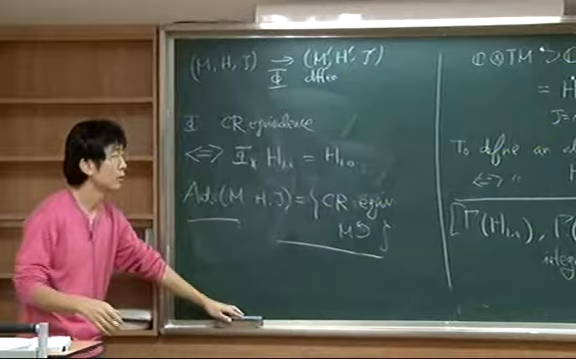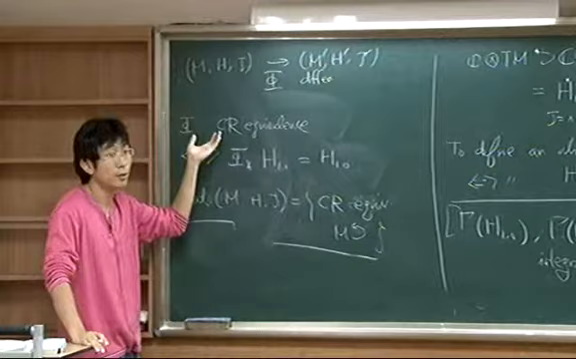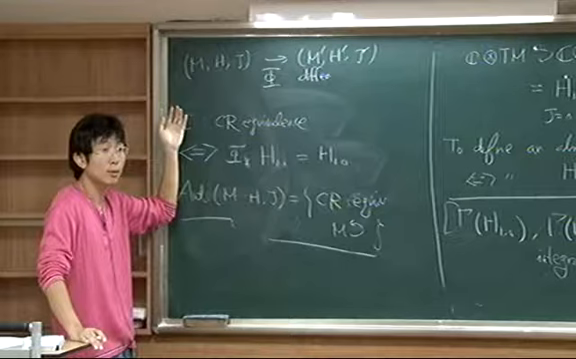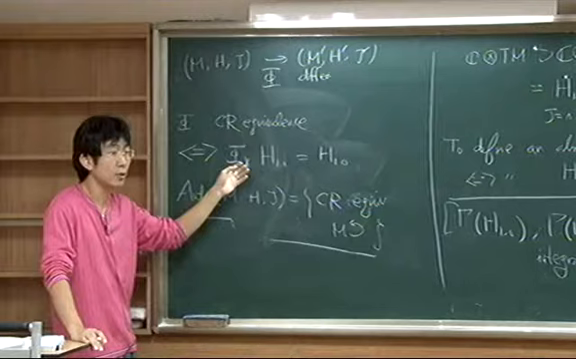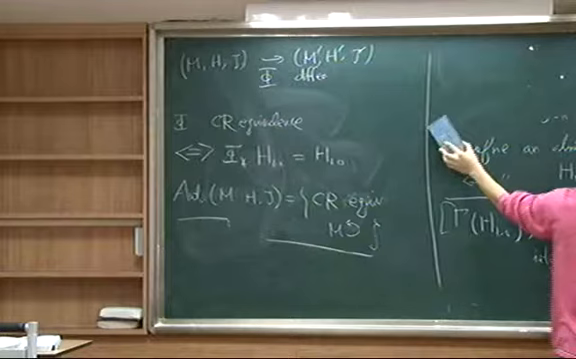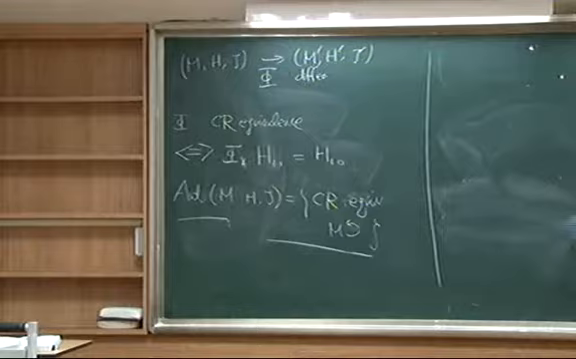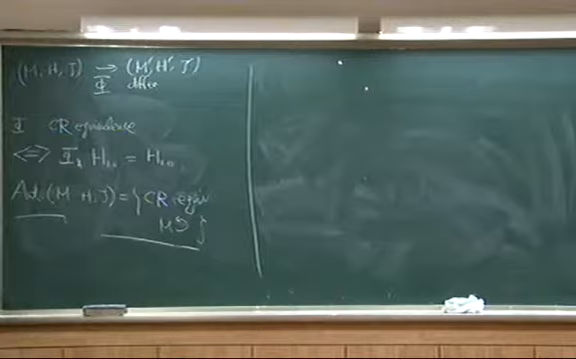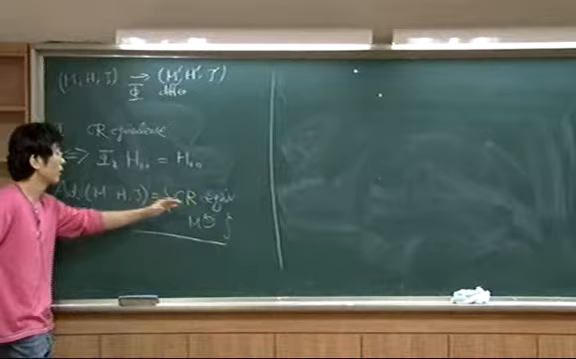Then, as usual, we call a manifold homogeneous if the automorphism group acts transitively. So one of the fundamental questions in geometry is to characterize a homogeneous space when the equivalence is defined.